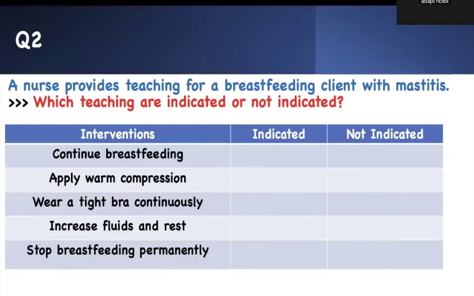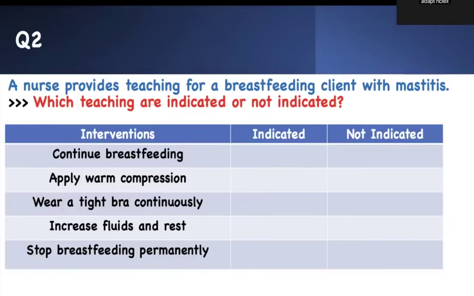Provide teaching for a breastfeeding client with what? Mastitis, inflammation of the breast. Sometimes the ducts are blocked. That's why the breasts get bigger and tender. But which teachings are indicated or not indicated? You already know what you tell a patient who has mastitis. I give it to you in table form, I put indicated or not indicated, but it does not mean anything.